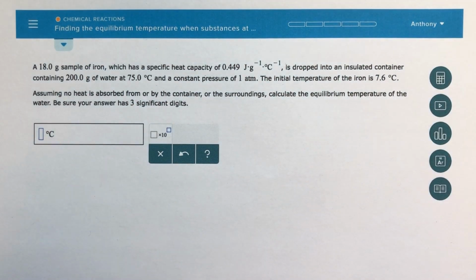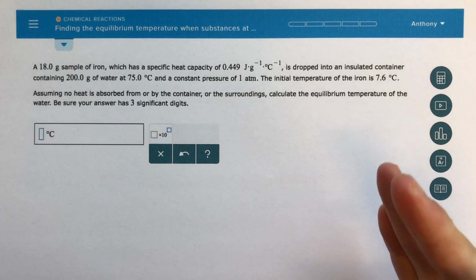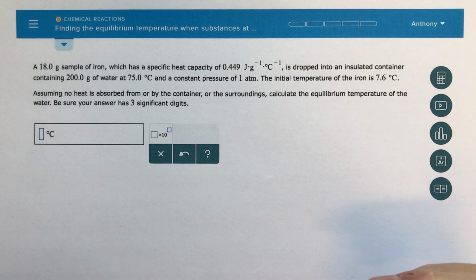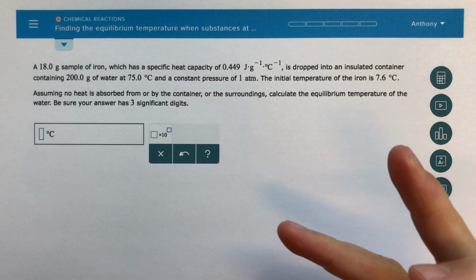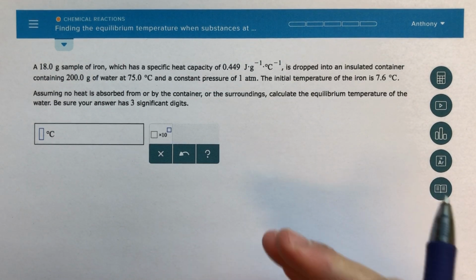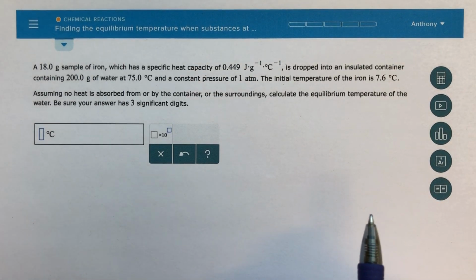All right, welcome back. So this is an ALEKS topic that's called finding the equilibrium temperature when substances at different temperatures mix. And this is a great topic. I think it's very challenging. And I think that if you can understand this topic, then you can really get to the essence of the whole idea of energy transfer and then the signs of that energy transfer. I think that's the hardest aspect of this type of problem. So let's go ahead and get started.